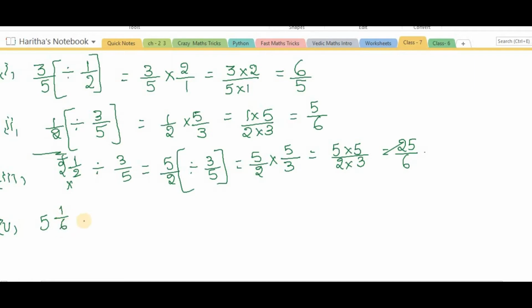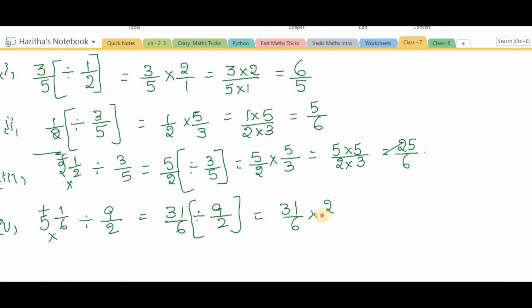5 1/6 divided by 9/2. 5 6s are 30 plus 1, 31/6 divided by 9/2. So the reciprocal of 9/2 will be 2/9, so it becomes 31/6 into 2/9. Now 2 table, 2 1s are 2, 2 3s are 6.